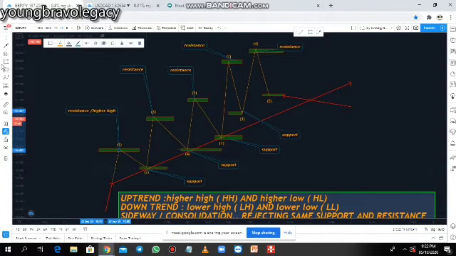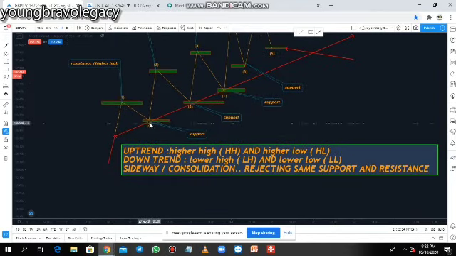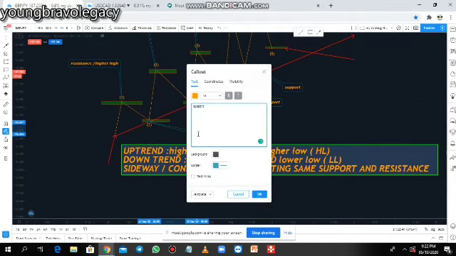Now here price forms the higher low. This is a higher low because it is higher than where price started, but it is not higher than the previous high. That is why we call this a higher low. This is called higher low. This is our higher low.